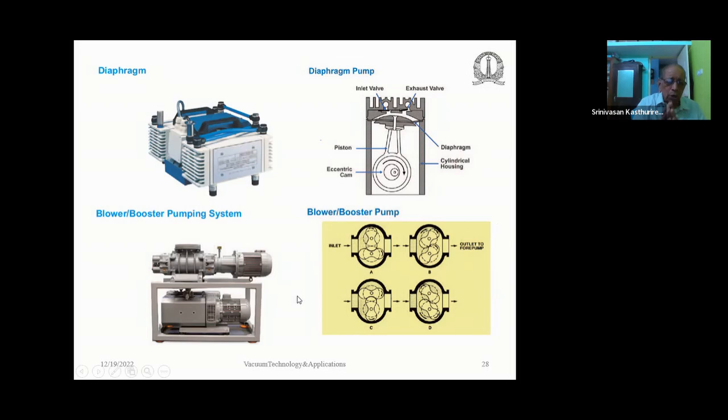Now, a big size roots blower pump. Normally, this roots blower pump, or blower pump, or booster pump, does not produce very high vacuum levels, but they are able to pull out a large quantity of gas and throw it outside. So they are very good in that. And usually for pumping on helium gas and so on, suppose I want to pump on liquid helium, then these types of pumps are generally used.